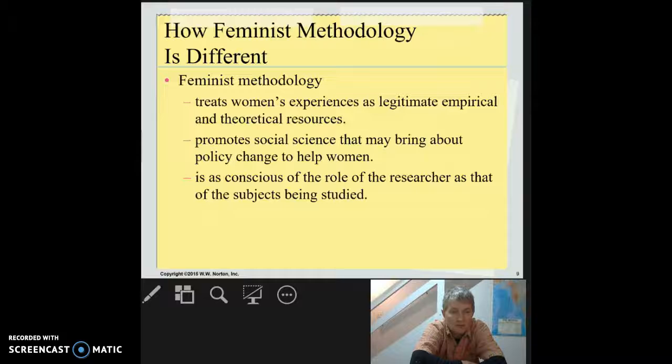Women's impressions and interpretations have been overlooked. People of color and other minorities from a feminist perspective have been overlooked, and they're trying to draw attention to this process.